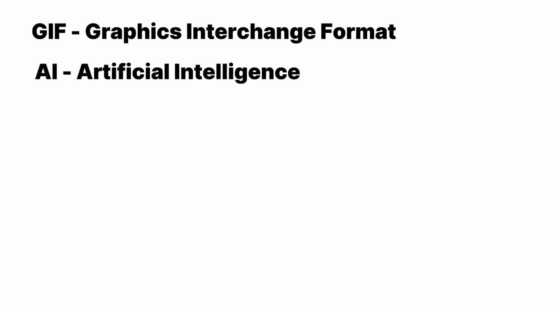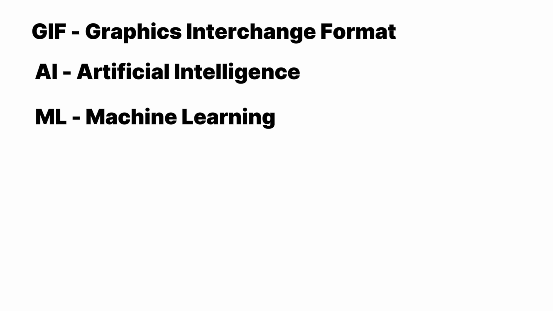AI. AI stands for Artificial Intelligence. It refers to technologies that enable computers to perform tasks that normally require human intelligence. ML. ML stands for Machine Learning. It is a branch of AI where computers learn patterns from data.